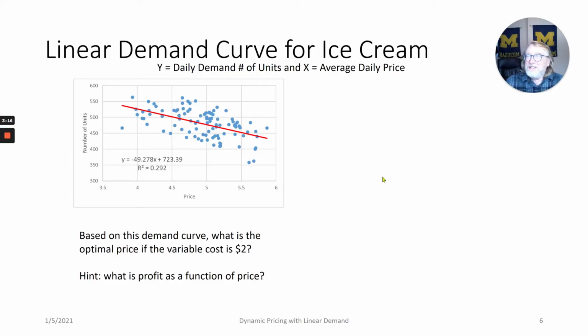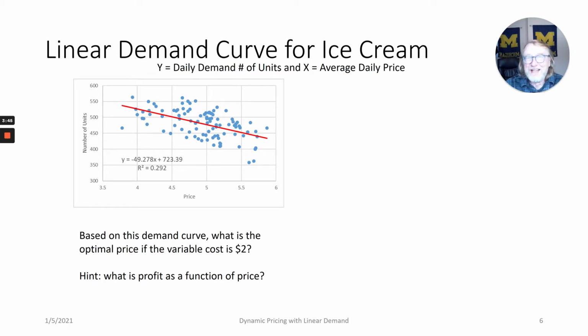Okay, so here's some data, all right? And so this is past data. We have the price and then the number of units that Sridevi sold. And so this is daily demand. And not surprisingly, as the average price goes up, demand goes down. And we have the estimated function here that the number of units is 723 minus 49 times the price.